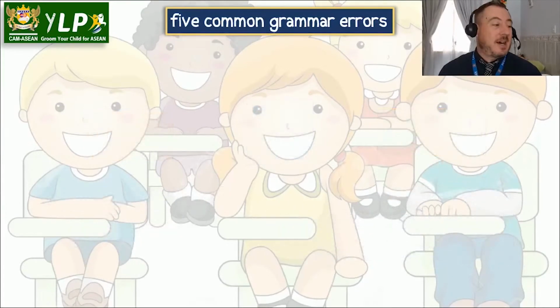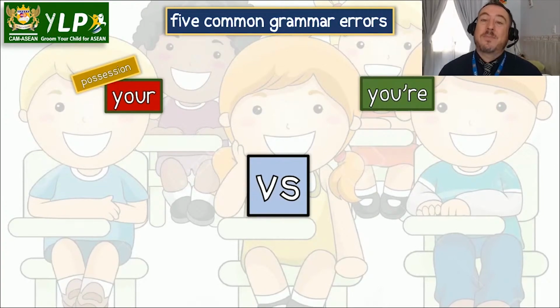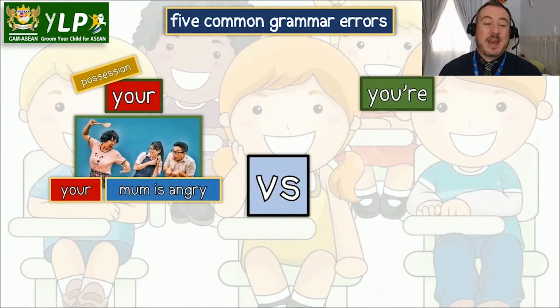Okay, so let's look at the differences where we would use them in sentences. So we've got the red your, which means possession, something that belongs to you. Okay, what's happening there? Well, we could say your mum is angry. Your mum is angry. She looks very angry there, doesn't she? Ooh, she looks very scary. Okay, now we would say your mum because it's the mother that belongs to you. Okay, your mum. It's not my mum. Okay, it's not anybody else's mum.